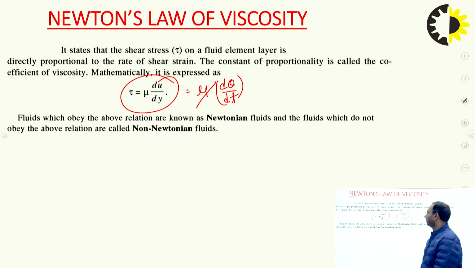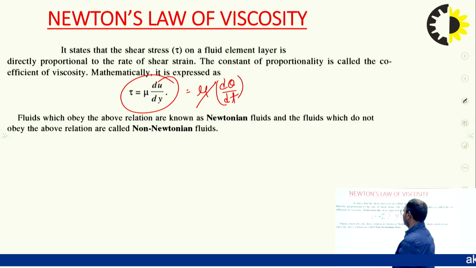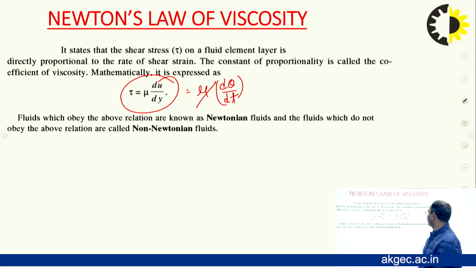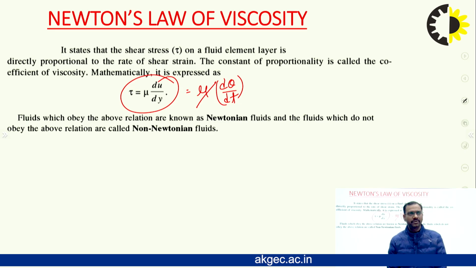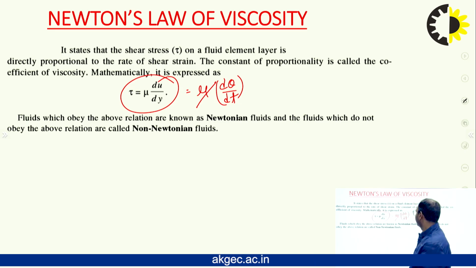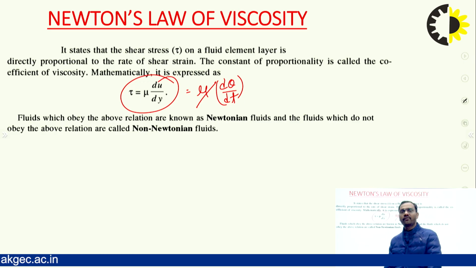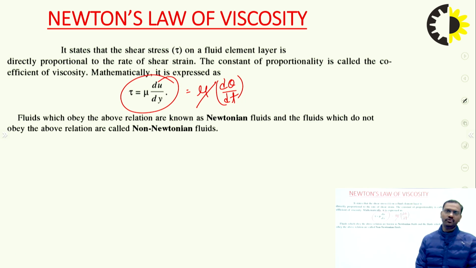where mu is the viscosity, d theta over dt is the rate of shear strain, and du over dy is the velocity gradient. According to Newton's law of viscosity, fluids are divided into two types, Newtonian fluids and non-Newtonian fluids. So, what is Newtonian fluid? The fluid which obeys the above relation, that is, which follows Newton's law of viscosity, is called Newtonian fluid, whereas those fluids which do not follow Newton's law of viscosity are called non-Newtonian fluid.